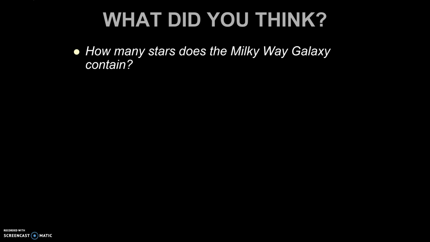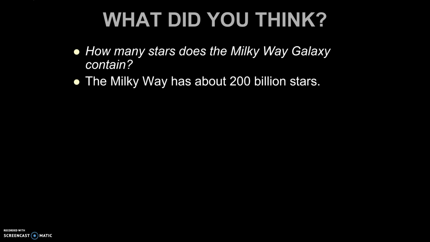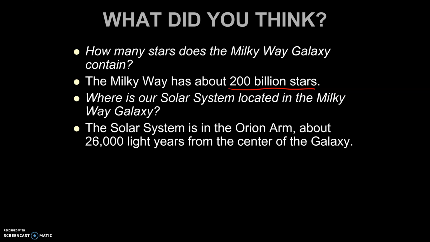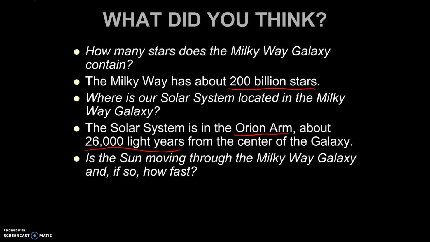So some of the questions: how many stars does the Milky Way Galaxy contain? It contains about 200 billion stars. Where is our solar system in relation to our galaxy? It's on what we call the Orion arm, and it's about 26,000 light years away from the center of our galaxy. So the light from our sun is going to take 26,000 years to reach the center of our galaxy.